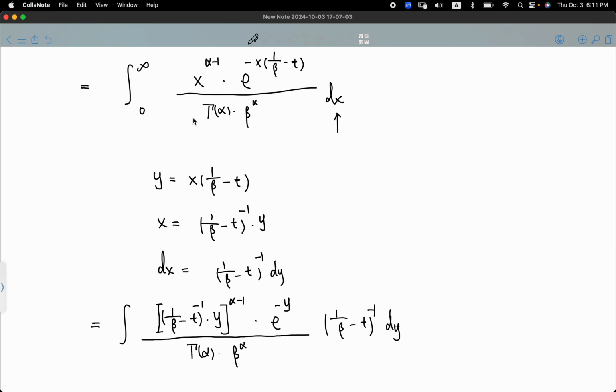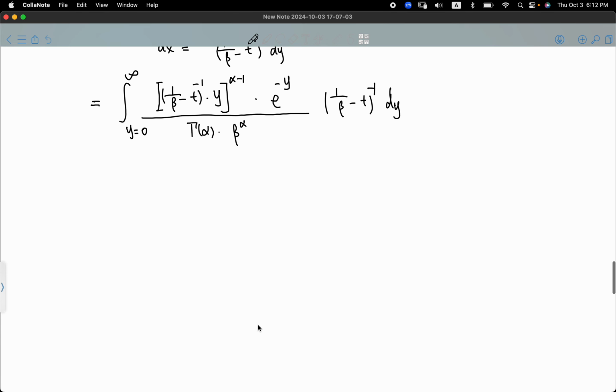So now let me circle back. What is the upper bound and lower bound here when you express this in terms of y? So here is x equal to 0, x equal to infinity. What is the upper bound, lower bound here for y? 0. And then what about the upper bound? Yes. Okay, thanks.